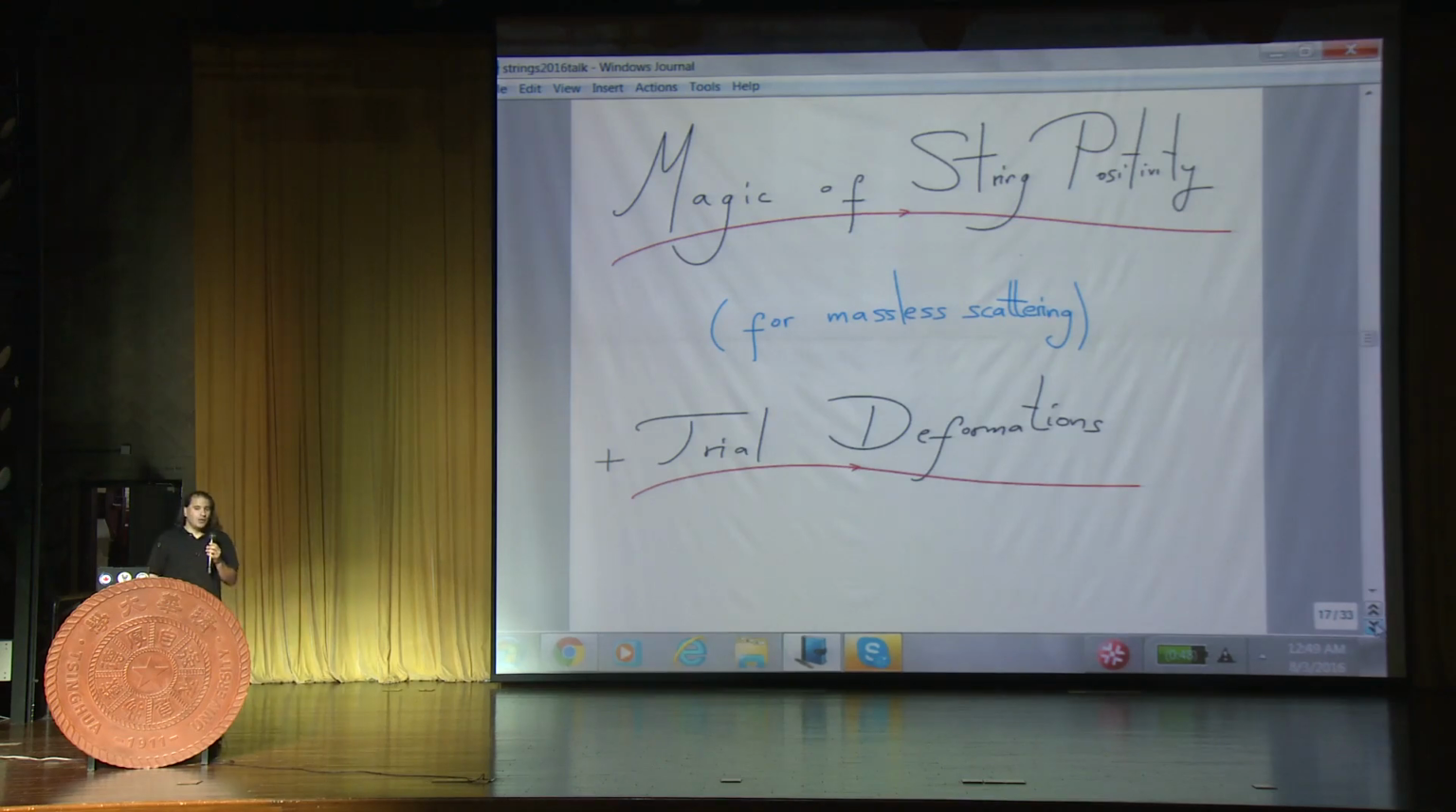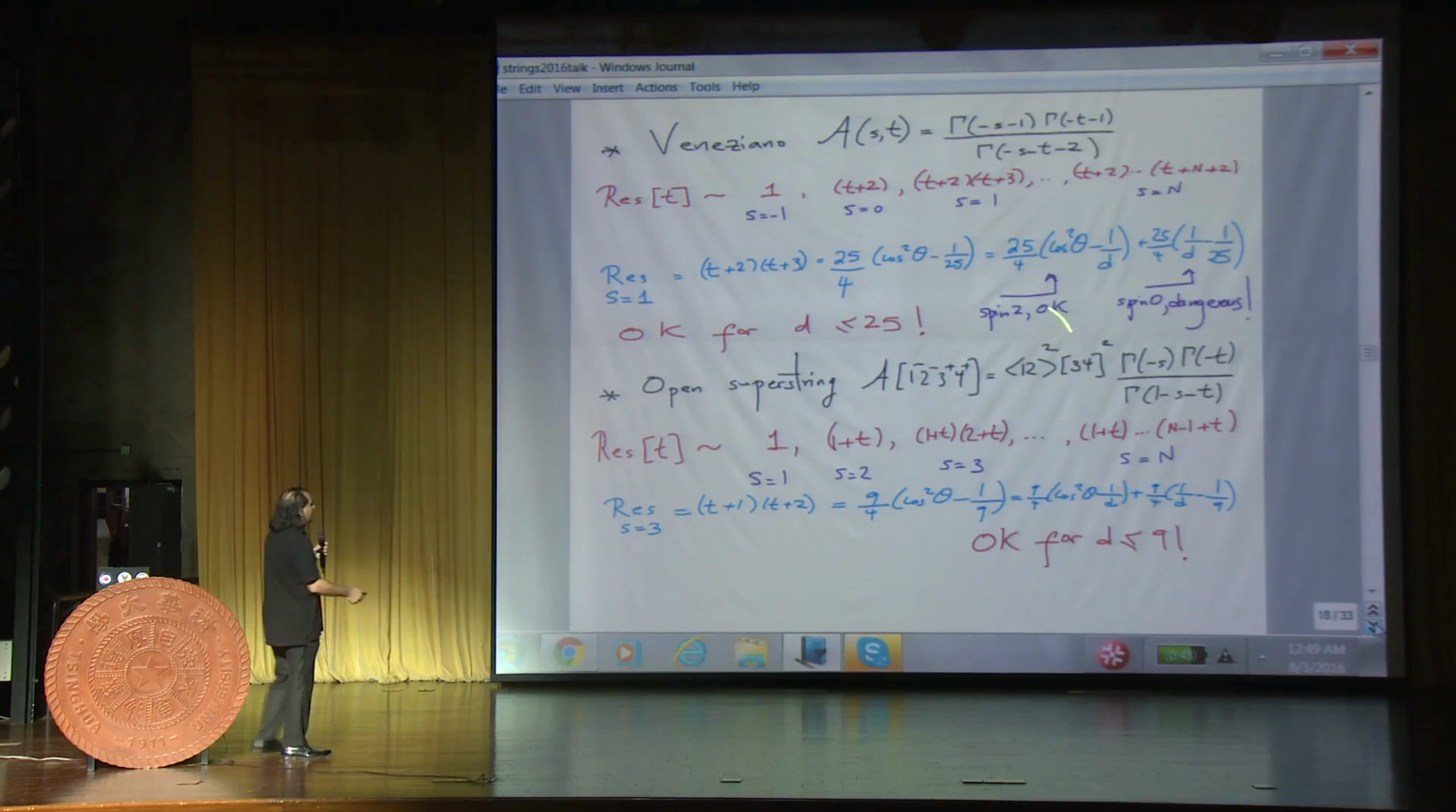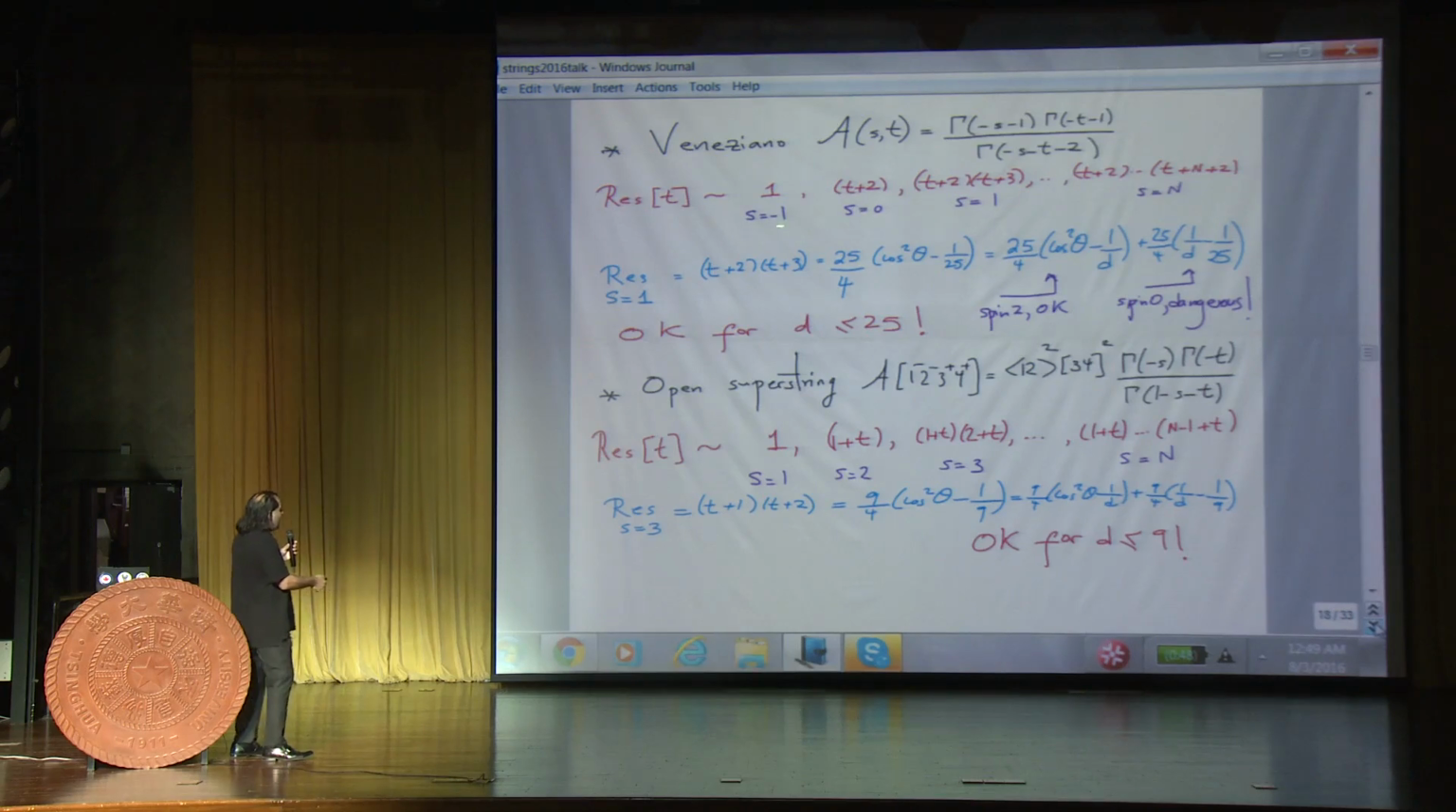So let me move on to the really interesting part of the story, which is the magic of string positivity for massless scattering. And we can start by looking at the Veneziano amplitude. And here what we're supposed to see is if we sit on a pole in the S channel, we have to be able to interpret the residue as a sum over Gegenbauer polynomials with positive coefficients. And here's what the residue looks like.